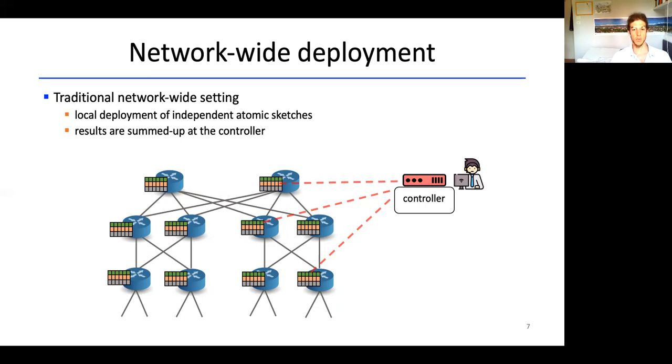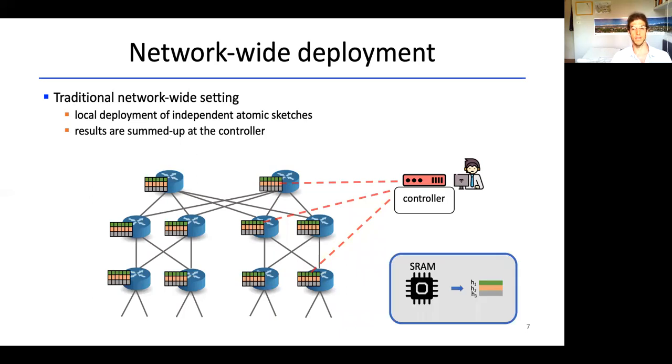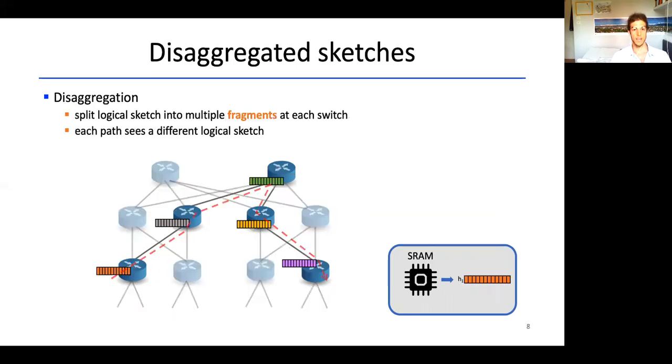It's important also to note that with this approach, the available memory budget, that is the number of counters at each switch, is partitioned into different rows corresponding to different hash functions, as in standard atomic sketches. Instead, an alternative approach has been recently proposed.